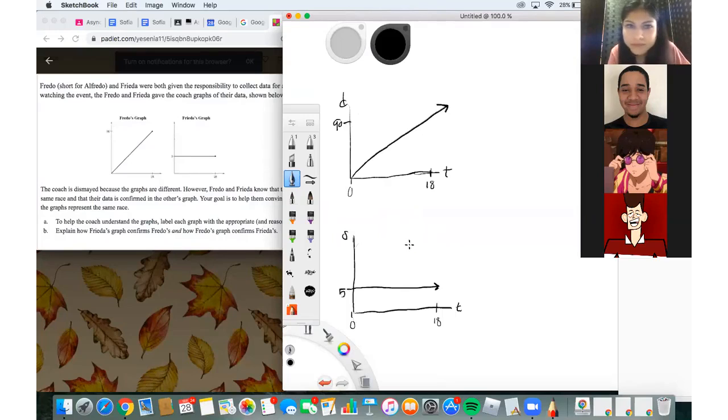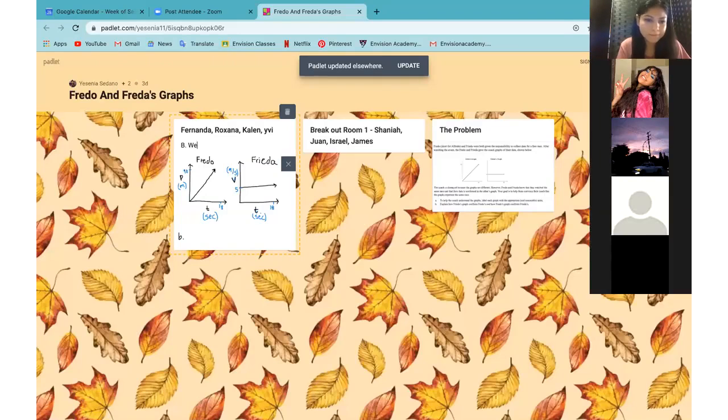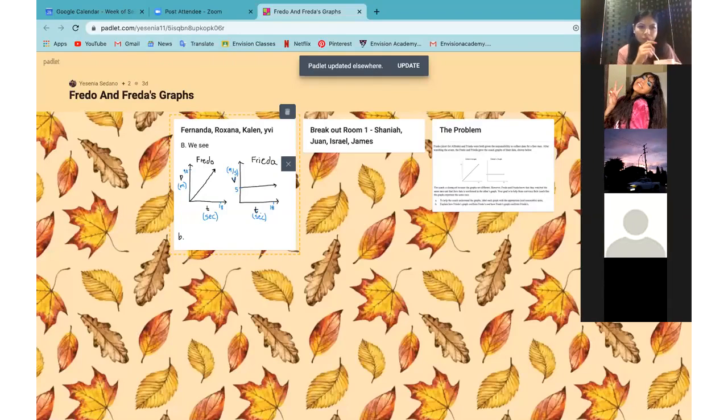If you take the 5 and multiply it by the 18, you get 90. And then when you look at the top graph, you end at 90 at 18 seconds. So the bottom one confirms the distance for the top one. Okay. What did you say? You said both graphs were consistent. Yeah. Okay. Both graphs are consistent.